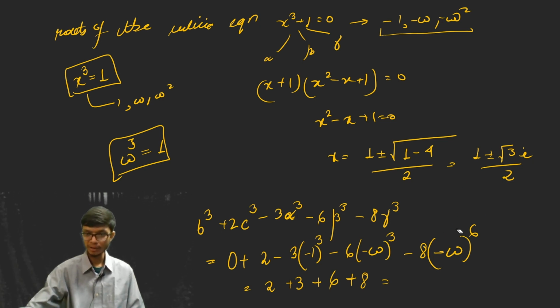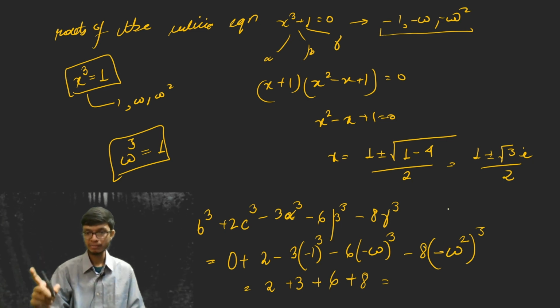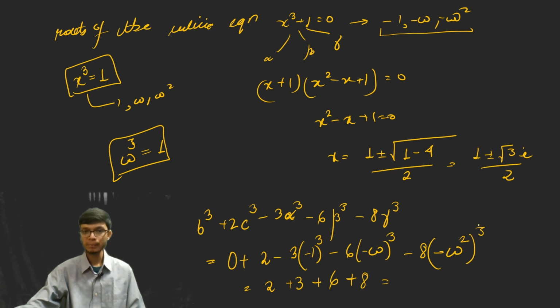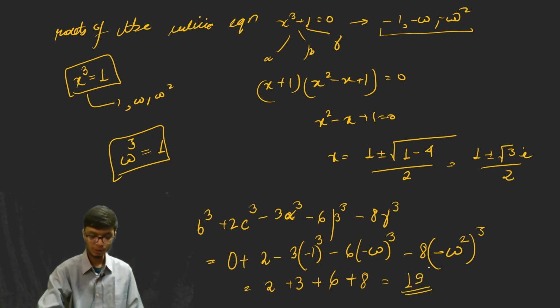The writing part was basically wrong from my side. This is minus omega whole square whole cube, so minus 1 to the power cube is there, not minus 1 to the power 6. That's a mistake you must watch for in the examination. Don't make the casual mistake of writing minus omega to the power 6, as that will give you a wrong result. So the answer will be 5 plus 6, that is 11, plus 8, which is equal to 19. The result is 19.